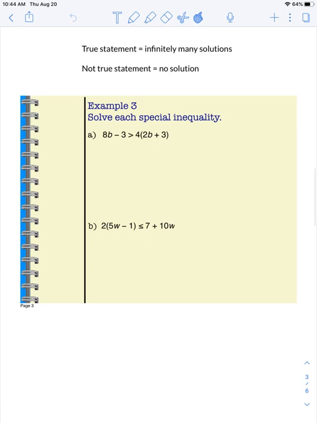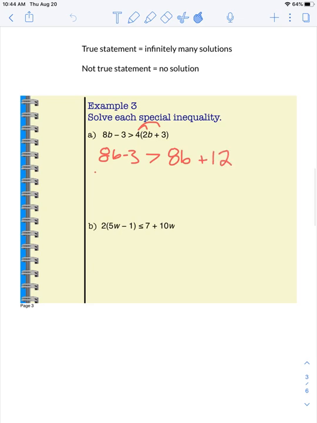Part A, we have 8b minus 3 is greater than 4 times 2b plus 3. I see a number outside of parentheses. Instinct says to distribute. So the left side stays the same. 8b minus 3 is greater than 4 times 2b is 8b. 4 times 3 is 12, so 8b plus 12.